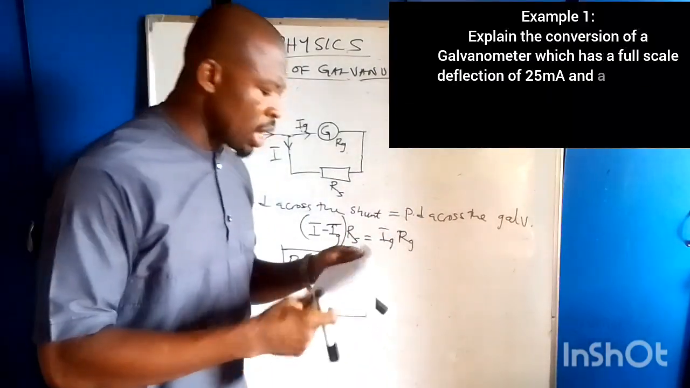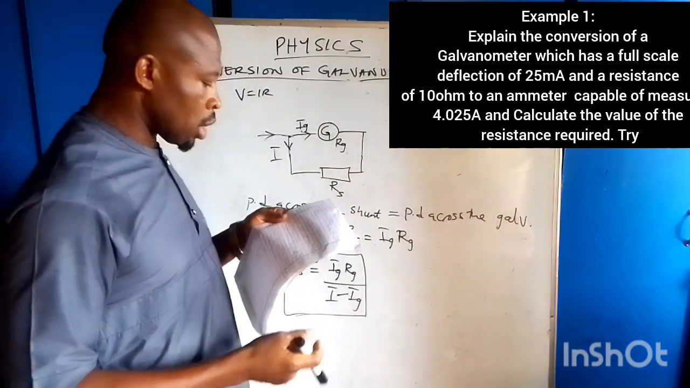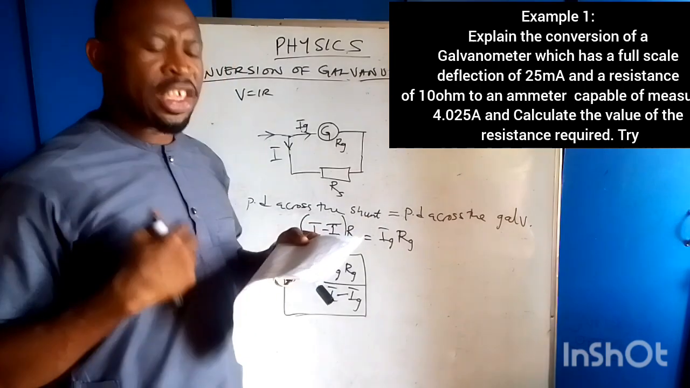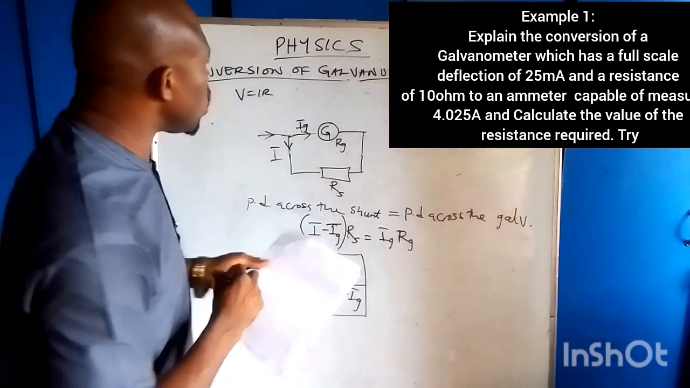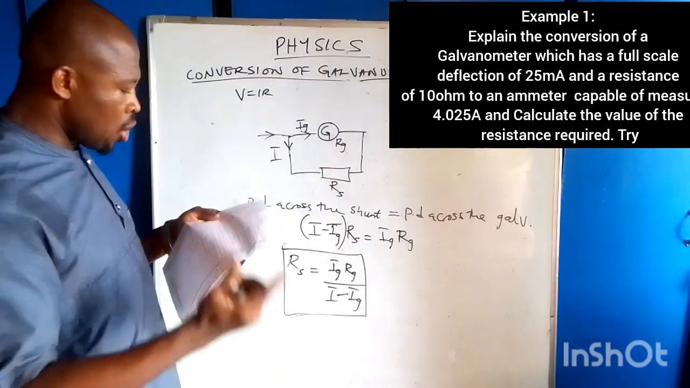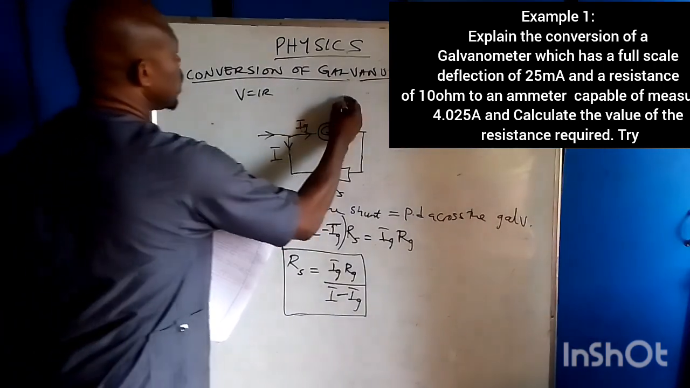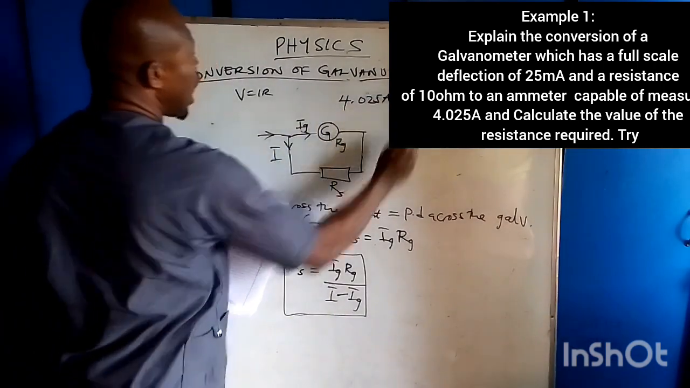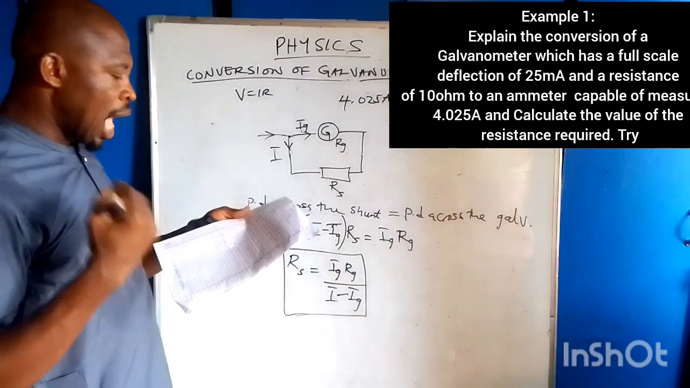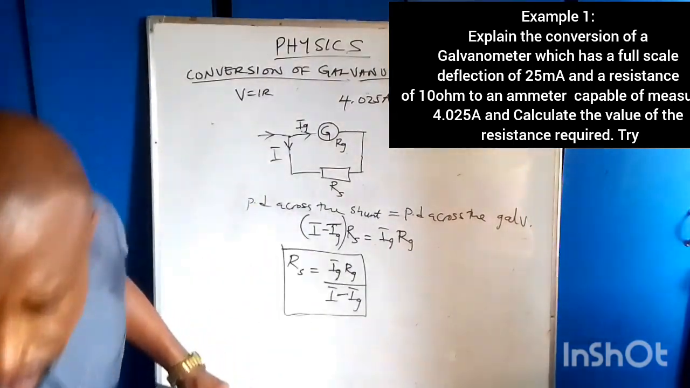Now we'll take the first one. The first one says, and of course these questions are A-level questions: Explain the conversion of the galvanometer, which has a full-scale deflection of 25 milliampere and a resistance of 10 ohms, to an ammeter capable of measuring 4.025 ampere, and calculate the value of the resistance required.